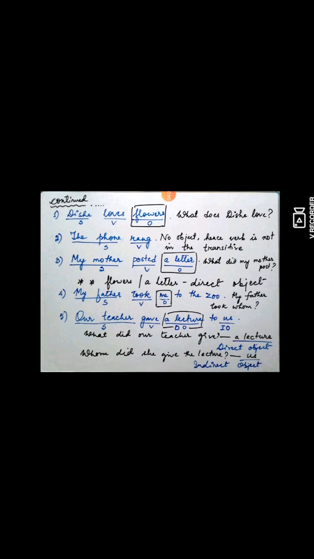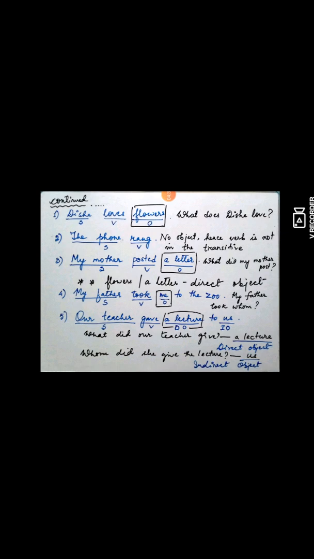Consider the next sentence. Our teacher gave a lecture to us. Our teacher is the subject, the verb is gave. What did our teacher give? A lecture. A lecture is the object, to us. Now here we find that in this sentence we can ask a question with whom as well as with what. In that case, what should become our direct object and what should become our indirect object?